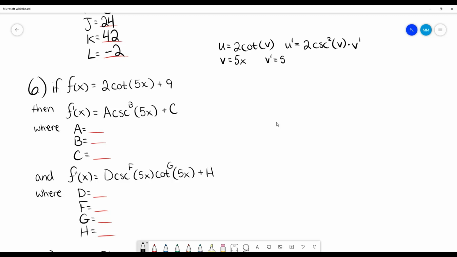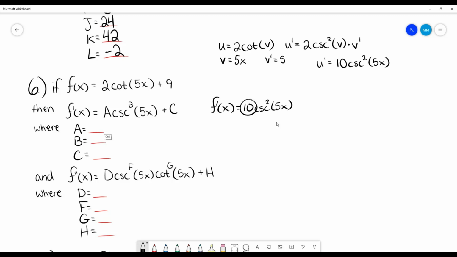So this turns into, let's see, it's 2 times 5 is going to be 10 cosecant squared of v, which was 5x. And our v prime was already multiplied. I put it in the front with the 2 to make that 10. So that's our first derivative there. So f prime of x equals 10 cosecant squared of 5x.